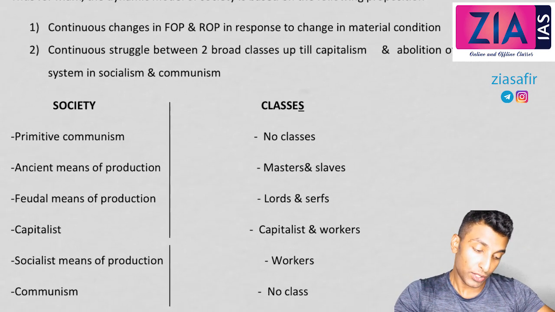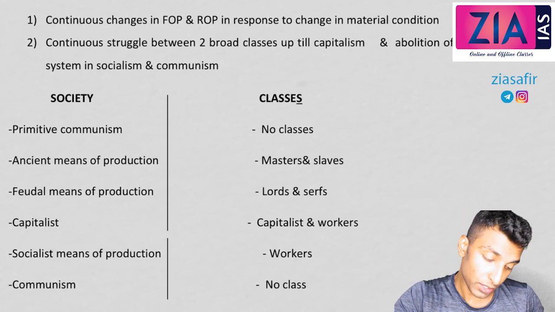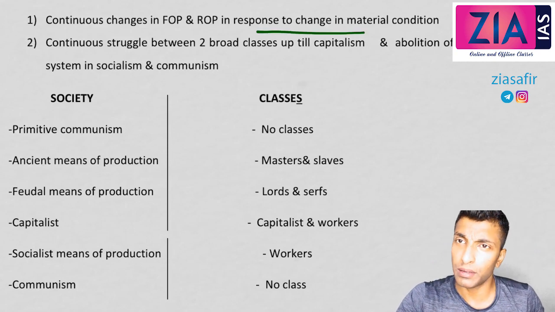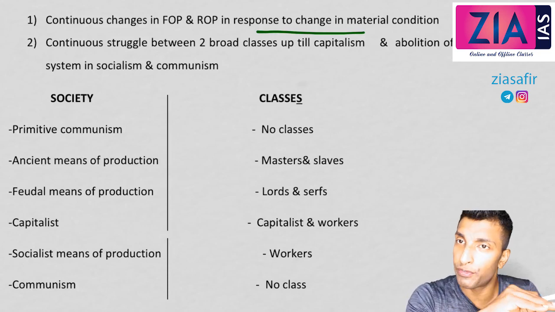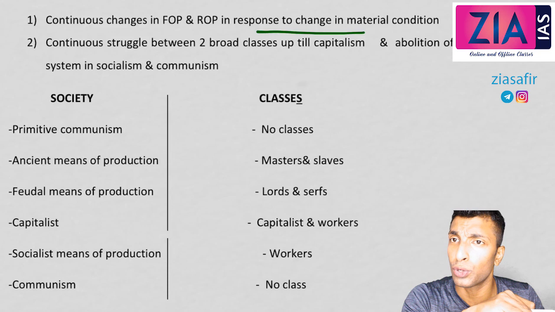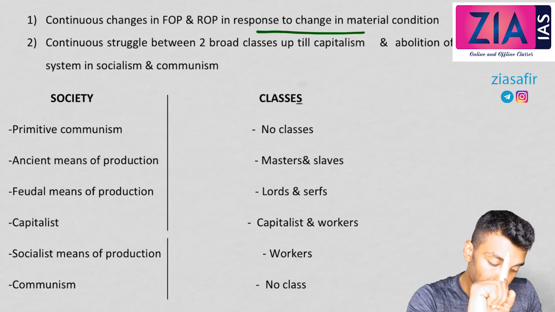Okay. So, continuous changes in FOP, forces of production and relations of production in response to change in material condition, right? Material condition changes, forces and relations change. Like ancient to feudal, if you see, the forces of production change. Feudal to capitalism, again changes there, okay? Like that, forces of production keep on changing, relations also change. Master-slave to lords and serfs to capitalist workers, like that. So this is a continuous process.